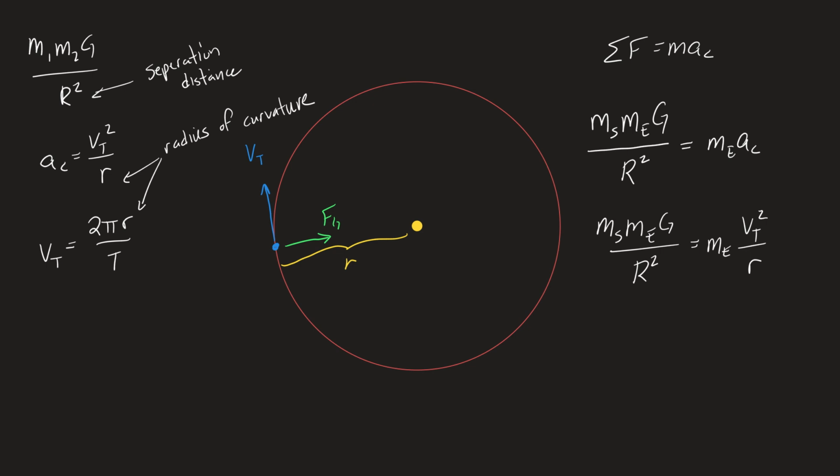The radius of curvature and the separation distance are the same if the thing in the middle is really big compared to the thing that's orbiting. That's when they're the same. But if the thing in the middle isn't really big compared to the thing that's orbiting, you have to do something different. You have to use the center of mass. Now, we're not going to do that yet. We're going to do that in our next unit. So for this unit, these two R's are going to be the same. And it works for this one because the sun is so much bigger than the Earth.